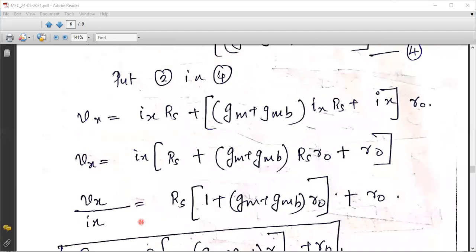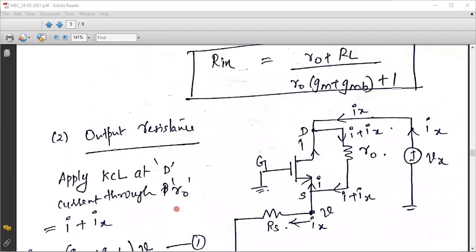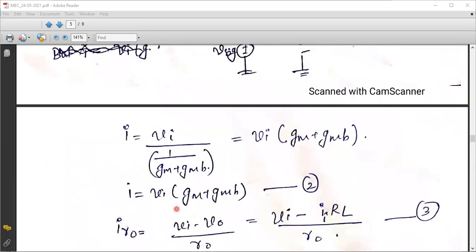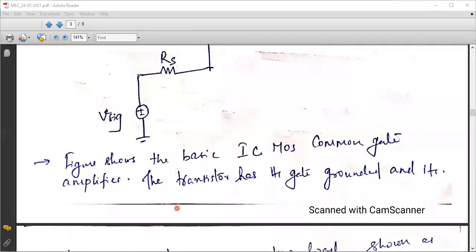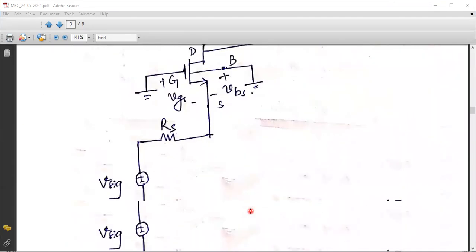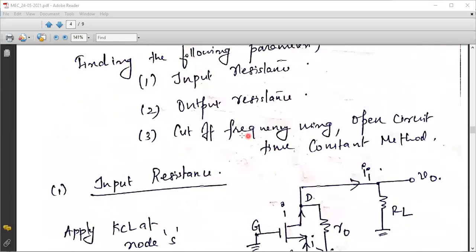As of now, what we have done is the analysis of input resistance and output resistance of a common gate amplifier with active load. Our objective is to find the cutoff frequency, but in order to find the cutoff frequency by this method, we need to know the value of input resistance and output resistance. Only for that particular purpose we have computed these two. So tomorrow we will learn how to find the cutoff frequency of a common gate amplifier using the open circuit time constant method. Thank you, students.